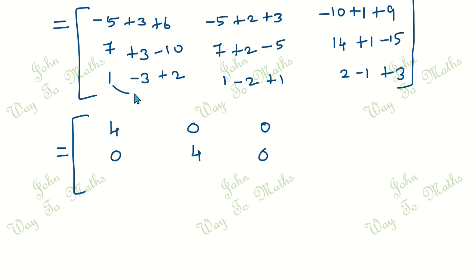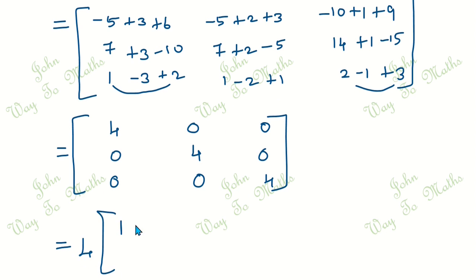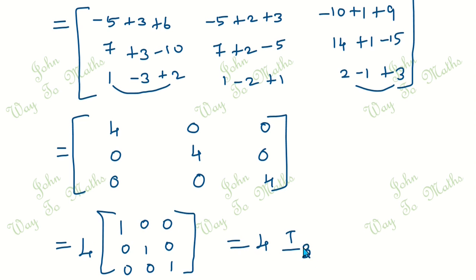Then 1 plus 2 becomes 3, 3 minus 3 becomes 0. Then 1 plus 1 becomes 2, 2 minus 2 is equal to 0. Then 2 plus 3 becomes 5, 5 minus 1 becomes 4. So 4 is a common multiple. Taking it outside the matrix, the remaining matrix is [[1, 0, 0], [0, 1, 0], [0, 0, 1]], which is equal to 4 times the identity matrix of order 3.